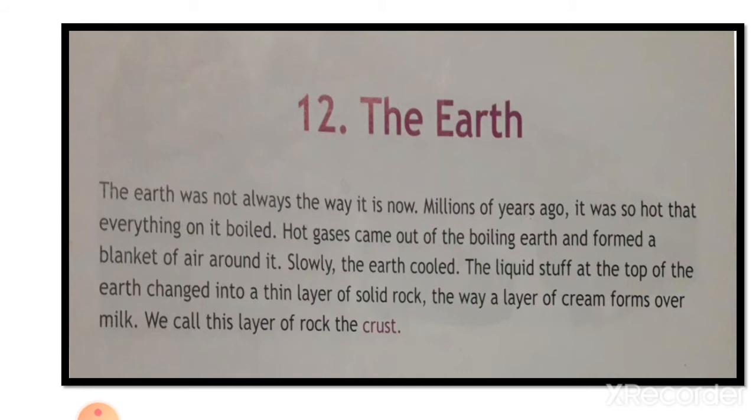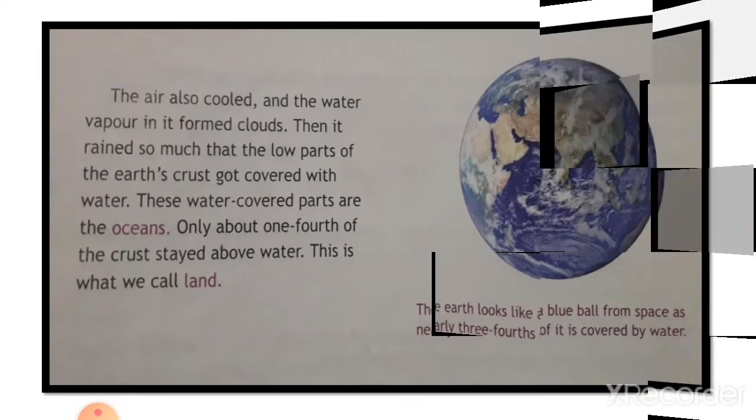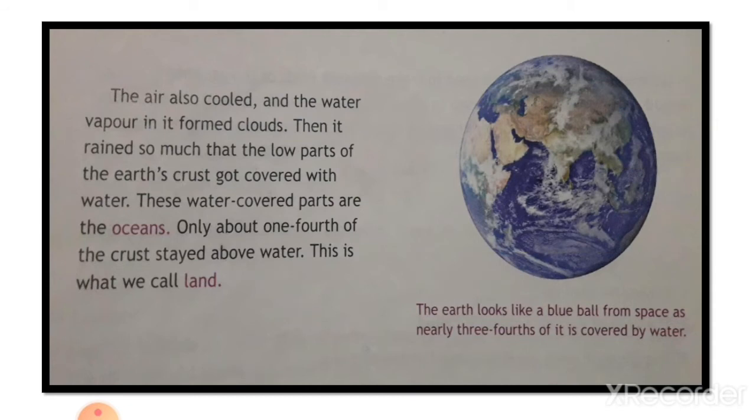So millions of years ago, the earth was very hot and it would boil everything on it. Hot gases came out of it, and of course it formed a blanket of air around it, and slowly it cooled down, and the liquid stuff changed into a layer of solid rock, which is known as the earth crust.